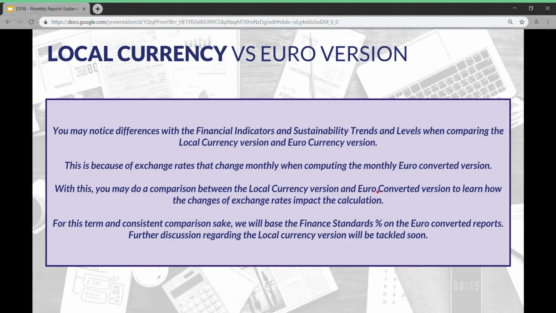With this, you may compare the local currency version and the euro converted version to learn how changes of exchange rates impact the calculation. Some entities have huge impacts, some just slight changes, but still within the same level of what they have achieved. For this term and for consistent comparison's sake, we will base the finance standards percentage of the entity on the euro converted reports. Further discussions regarding the local currency version will be tackled soon, but from now on we are going to provide the local currency report so that it would be a lot easier for you to relate how the changes in sustainability trends and levels, financial indicators and other aspects of the financial health of your own entity would be right now.